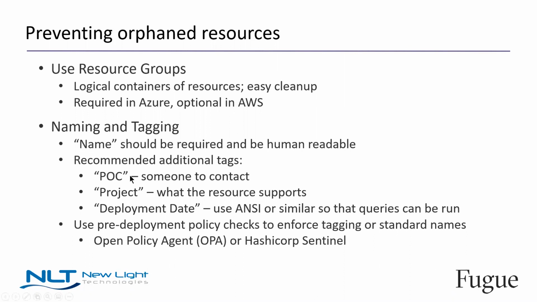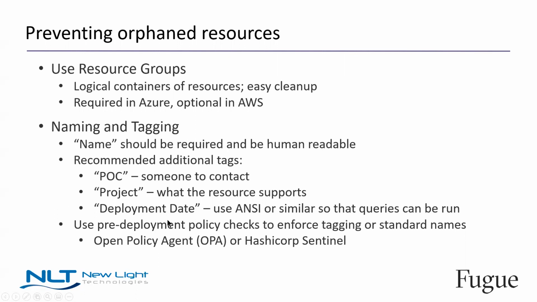The 3 other tags that I feel strongly about and we use are, first, some sort of POC tag, basically someone to contact. This can be a person, an email, a phone number. The more the better. It can be a distro group. But when I'm looking at a resource, give me someone to contact when I have questions. Second, project. What is this basically supporting? What kind of stack is it? It can be a technology, it could be project based, it could be a customer. Describe something about what it's doing.